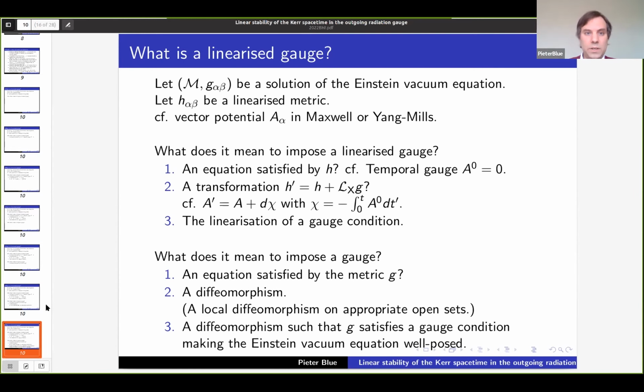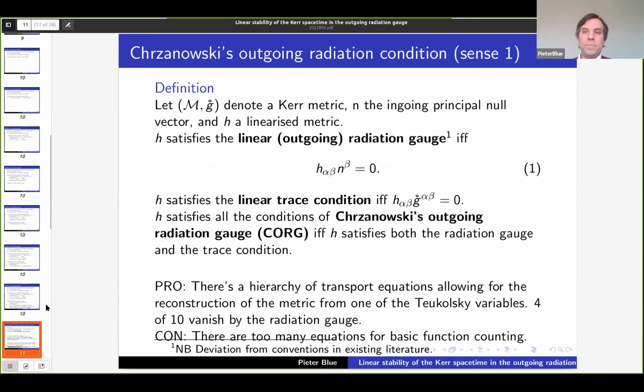All right. So let's review what Chrzanowski's outgoing radiation gauge, which is what we used in our linear stability result, was. It consists of several pieces. You have the background metric, you have the ingoing principal null vector, and you have some linearized metric H.